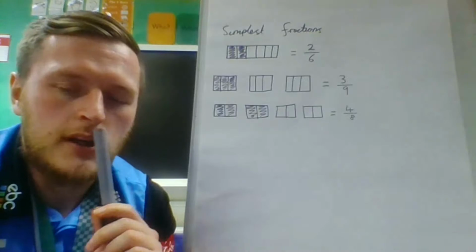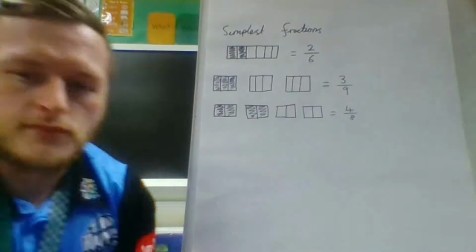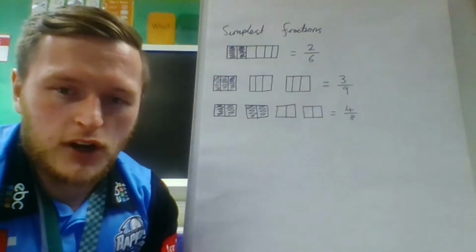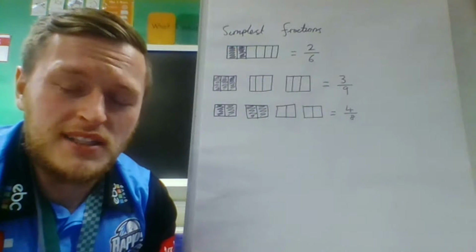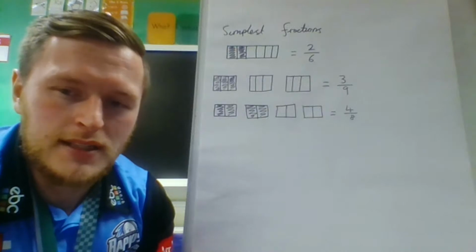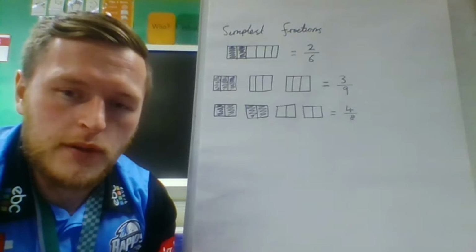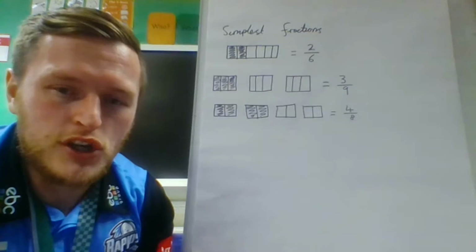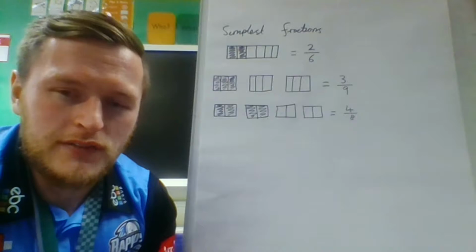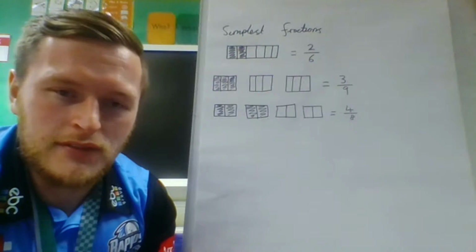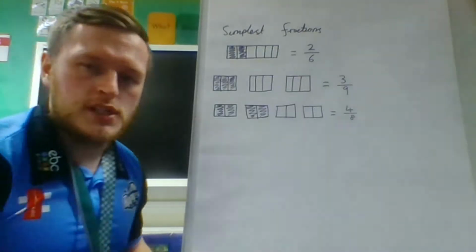Now, if we're trying to make these numbers smaller, then I need to be dividing. So if I want to find the simplest fraction, I need to divide the numerator and denominator by the biggest number that will go into both of them. Usually, you can look at the numerator and divide it by itself, and this will work for all the ones that we're looking at today.